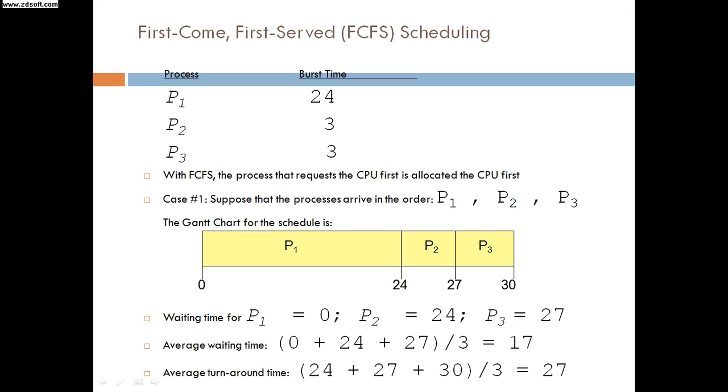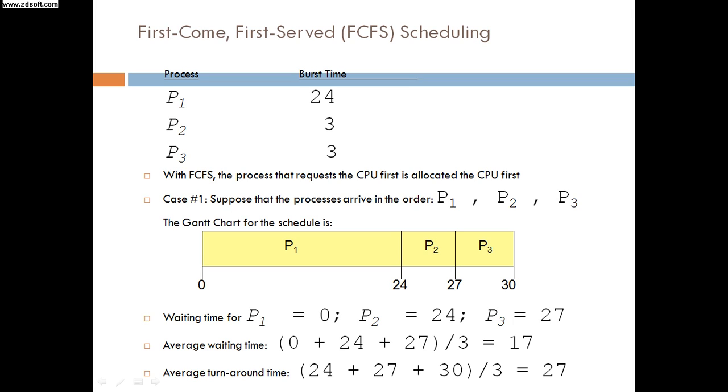The waiting time for P1: it is waiting to acquire the CPU's control, but it has not waited any time, so it is 0 milliseconds. P2 is waiting for P1 to complete its task, so P2 waits 24 milliseconds. And for P3, with P1 and P2 completion put together, P3 will be waiting for 27 milliseconds. If we take the average, it is about 17 milliseconds.